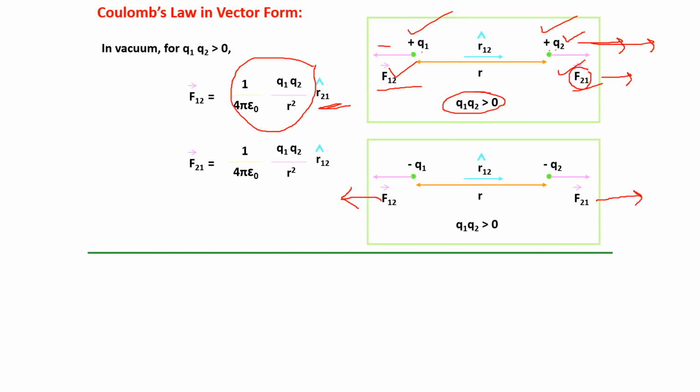So this R21 gives the direction of force F12. Similarly, F21 is along this direction, and the unit vector along this direction is R12 cap. We have to write here R12 cap. R12 cap is the unit vector from Q1 to Q2.